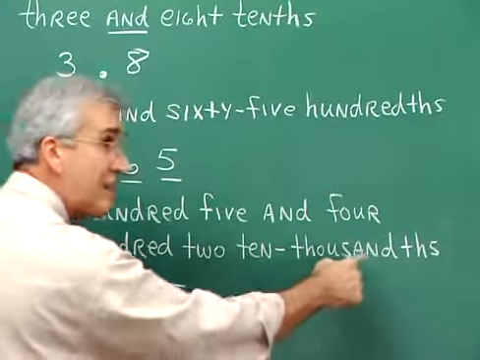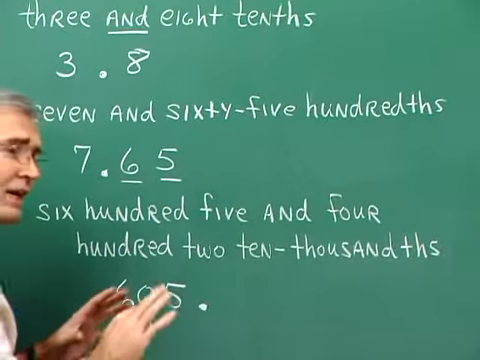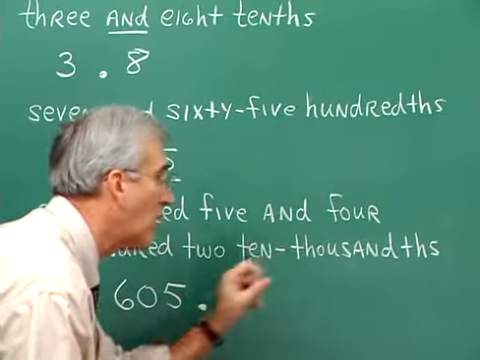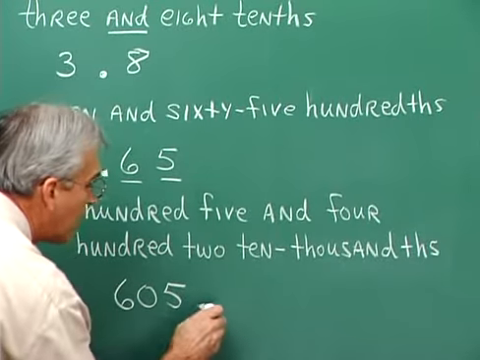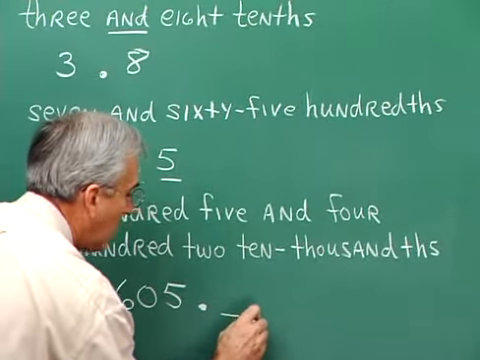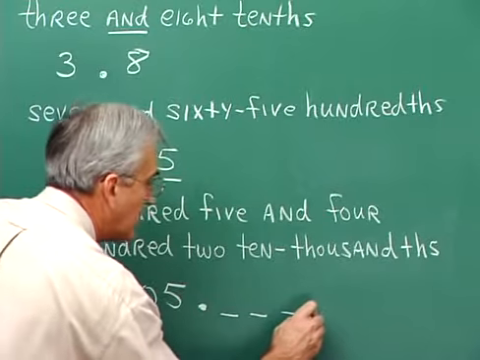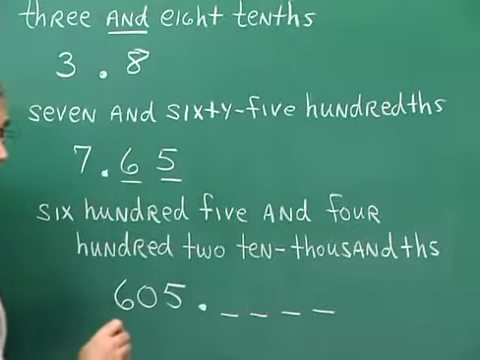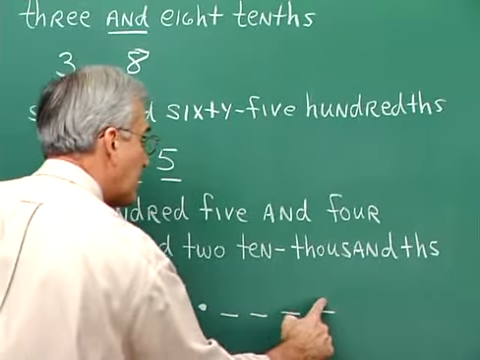402 10,000ths. Whoa, let's identify the 10,000ths position. Let's see, we've got tenths, hundredths, thousandths, 10,000ths. All right, there's the 10,000ths position.